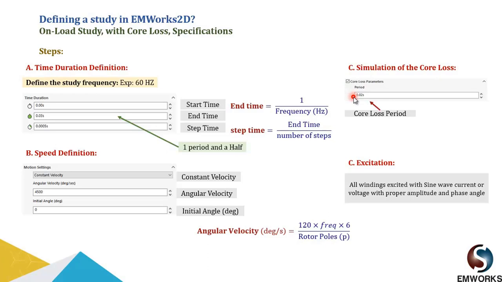It's to be noted as well that in this case, the motor will be running at on-load, thus the windings should be excited. For example, we can define a sinusoidal excitation, which can follow the current or voltage-driven definition. Then, we should define the proper amplitude and phase angle.